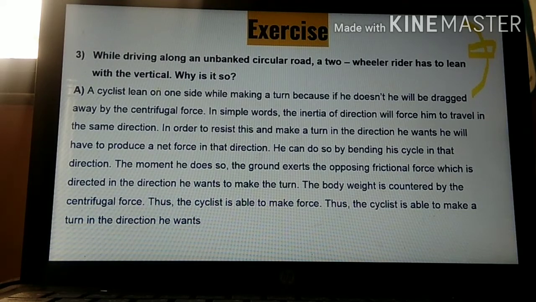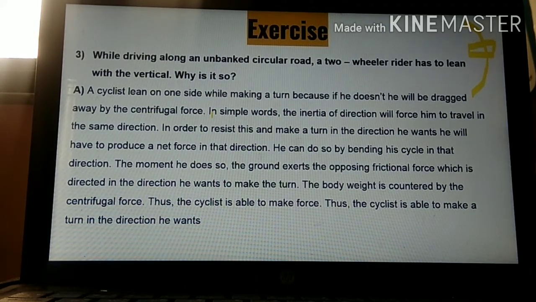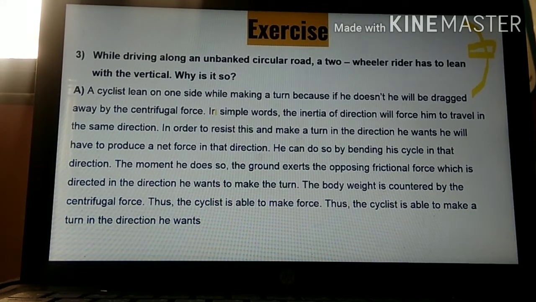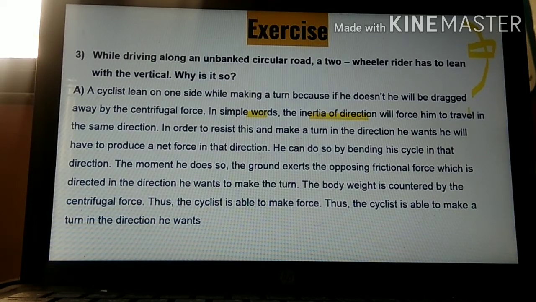We are assuming that the two-wheeler is a cyclist. The cyclist leans on one side while making a turn, because if he doesn't, he will be dragged away by the centrifugal force. If he doesn't lean, then what will happen? He will be dragged away. He will be pushed away. In simple words, the inertia of direction will force him.